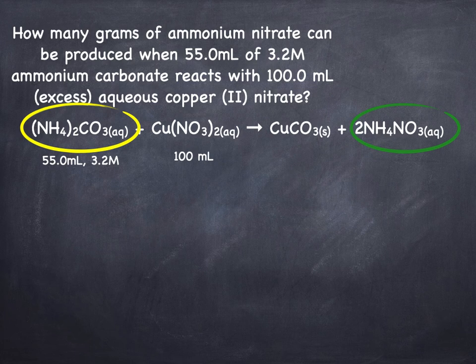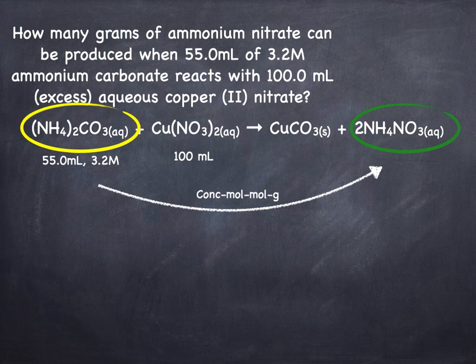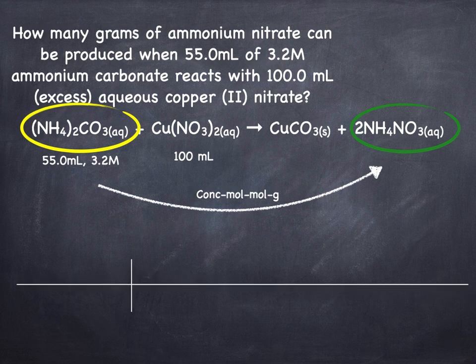We're going to identify any molar masses that we need. So anytime we go from mole to gram, in this case, it'll be ammonium nitrate, you're going to want to get that molar mass. And then we're going to check the map, and we're going to see that we are going to do a conversion here from concentration to moles to grams. So you can start with your concentration, your volume of your solution.